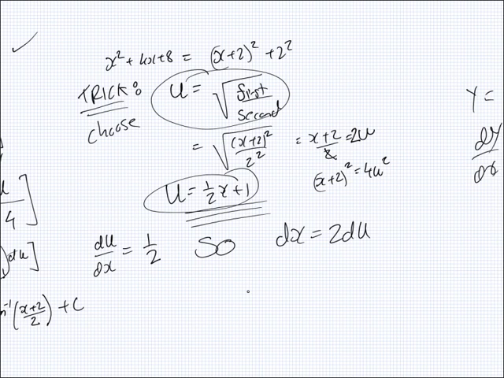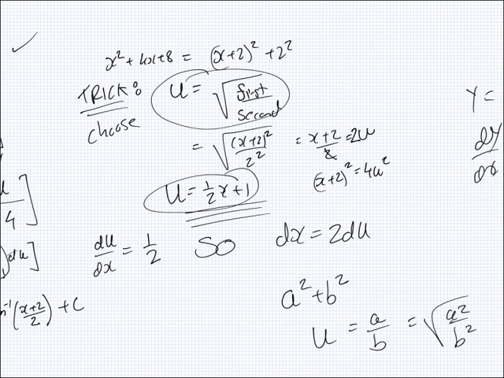I think about it like this, Ben. If you have a squared plus b squared, then the u you should use is a over b, or if you want, the square root of a squared over b squared. Why is it a over b? It's a trick. Do you know what I mean by trick?